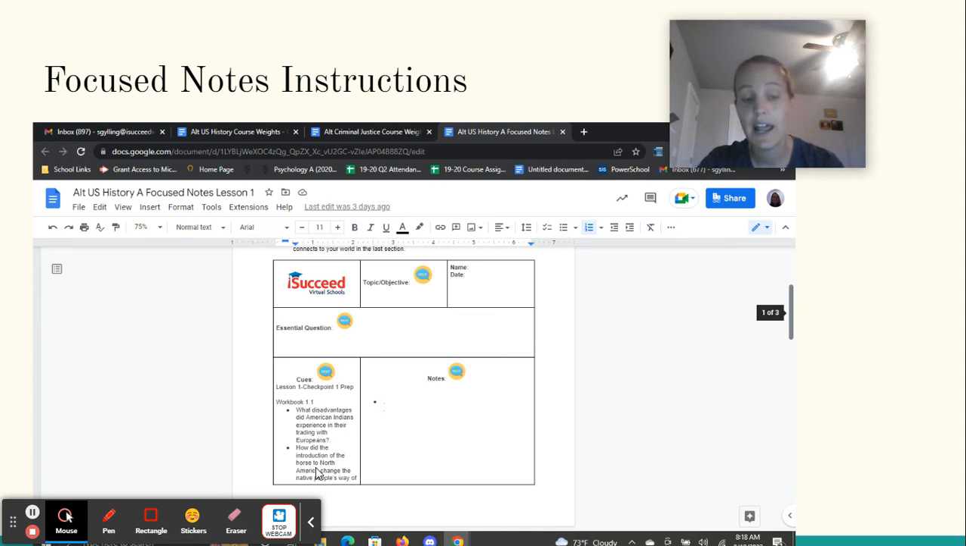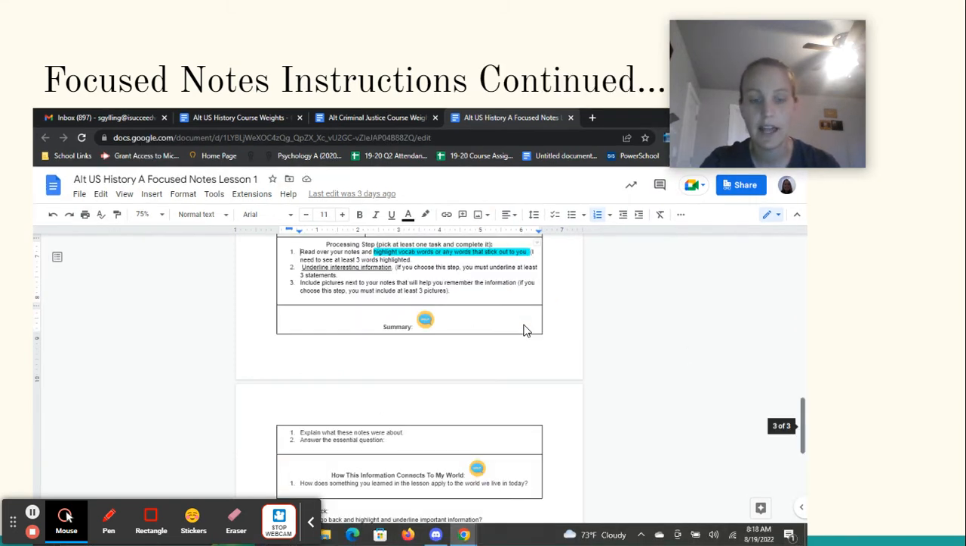So they're all in order, and then there'll be more. It'll be like workbook 1.2 that follows it. And so your job is to answer these questions in the notes section here. So what disadvantages did American Indians experience in their trading with Europeans? While you're reading, you come across that, you fill that in. Pretty straightforward there. So that's this first part.